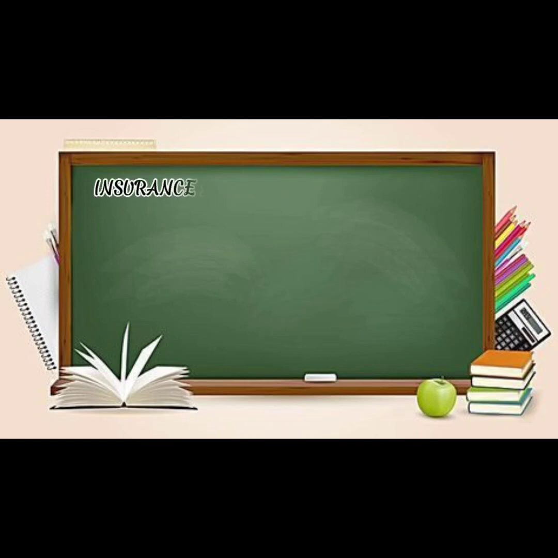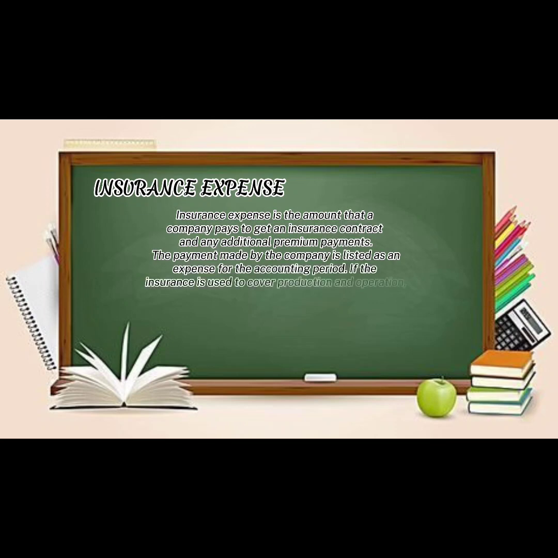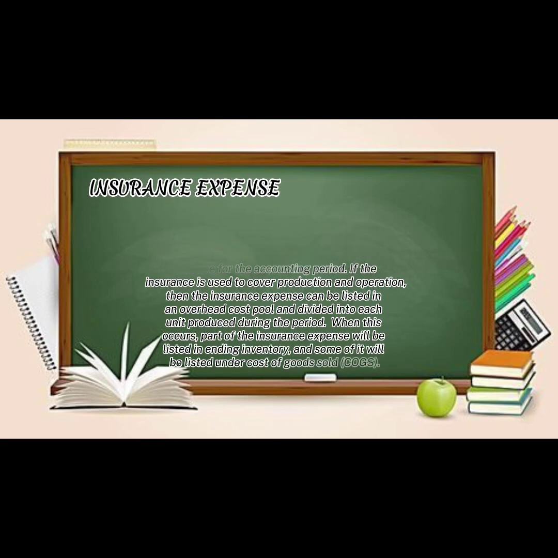Insurance expense. Insurance expense is the amount that a company pays to get an insurance contract and any additional premium payments. The payment made by the company is listed as an expense for the accounting period if the insurance is used to cover production and operation. Then the insurance expense can be listed in an overhead cost pool and divided into each unit produced during the period. When this occurs, part of the insurance expense will be listed in ending inventory, and some of it will be listed under cost of goods sold (COGS).